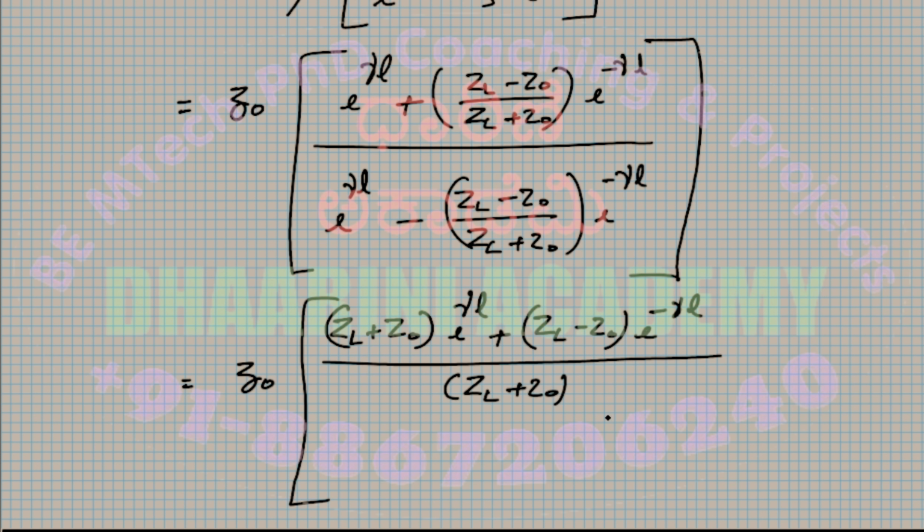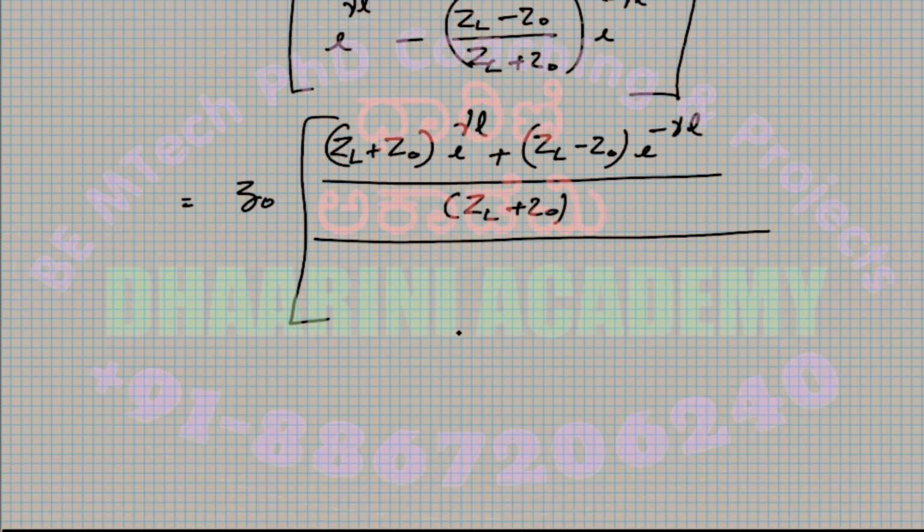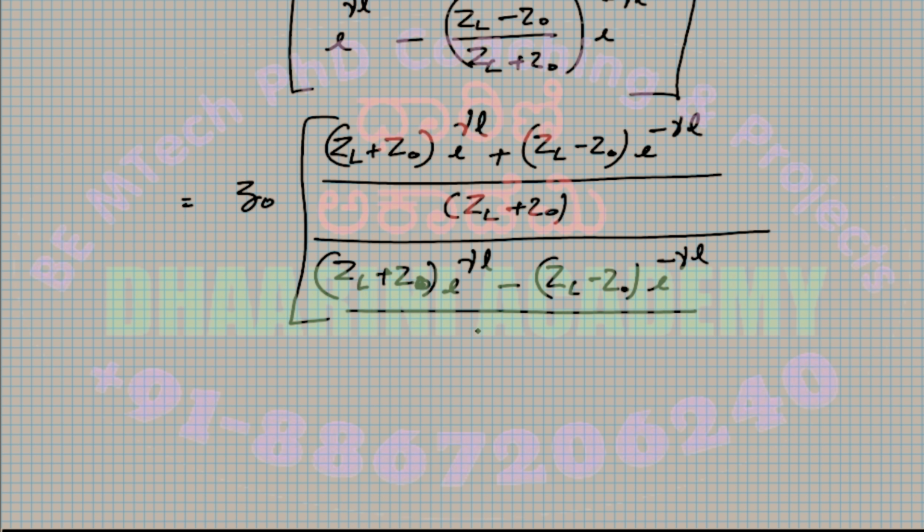Okay, then whole divided by, in the denominator also you will be doing the same thing, right? So there is a ZL plus Z naught getting multiplied with e to the power gamma L. There is a minus sign, ZL minus Z naught into e to the minus gamma L. Denominator has a common denominator ZL plus Z naught. Is this okay? So this and this terms will get cancelled, right? I just have the numerators of both the terms.